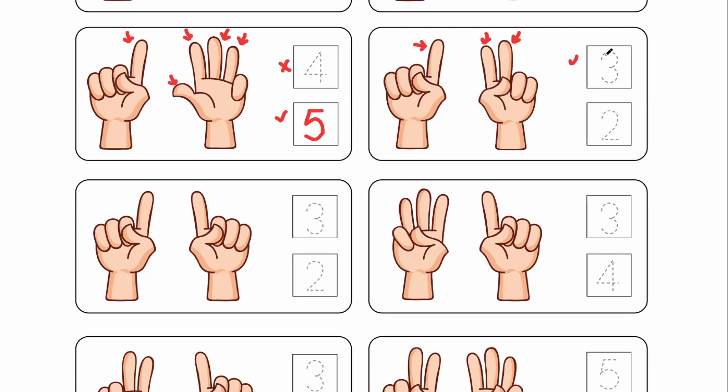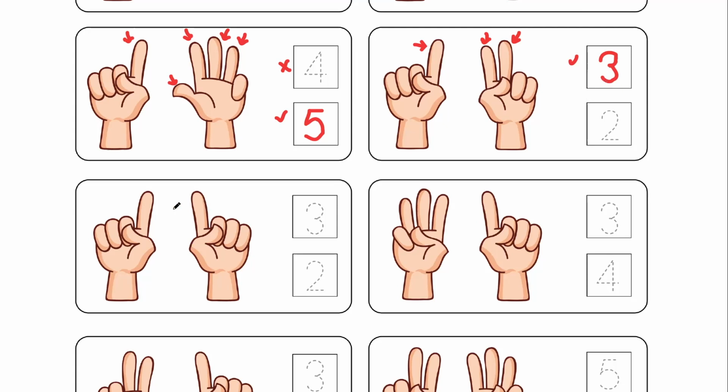Now let's start tracing the correct number. Start from this point, curve down to complete the curved part. Now keep moving down and curve up slightly to complete the lower part of the number 3. So we are done with the tracing of the number 3 as well.